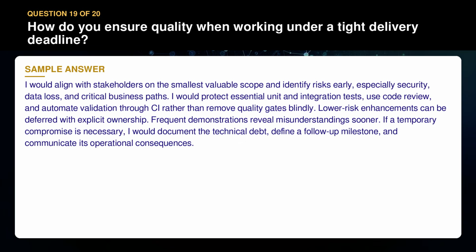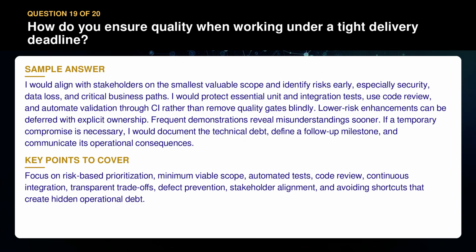If a temporary compromise is necessary, I would document the technical debt, define a follow-up milestone, and communicate its operational consequences. Focus on risk-based prioritization, minimum viable scope, automated tests, code review, continuous integration, transparent trade-offs, defect prevention, stakeholder alignment, and avoiding shortcuts that create hidden operational debt.